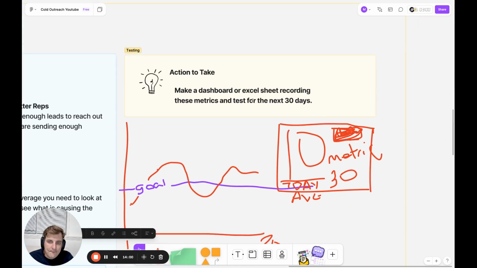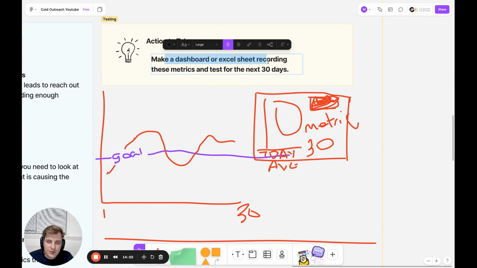Okay, here's some actions to take. Make a dashboard or Excel sheet recording these metrics and test them over the next 30 days. Look, it's a lot of work to set up one of these dashboards, and that's something I want to do in the future: have one of these dashboards automatically set up to pull in all your metrics. Right now, I don't have that.